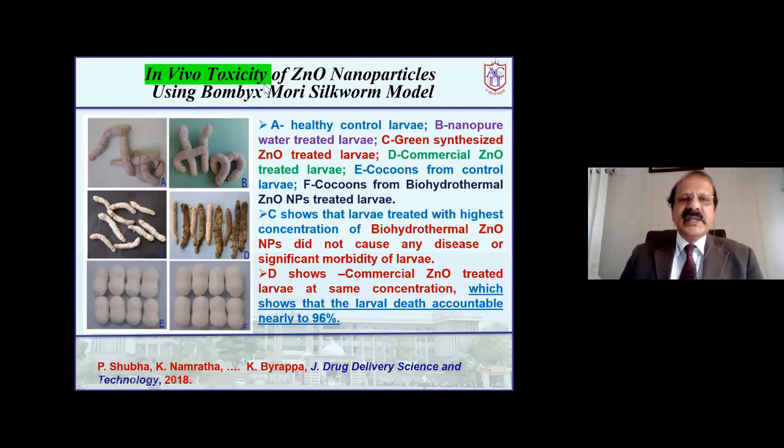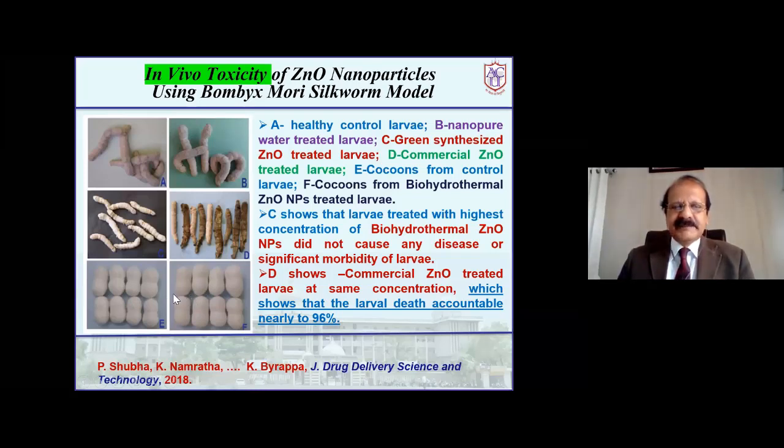This is the in vivo toxicity study of the zinc oxide nanoparticles prepared. She used the Bombyx mori silkworm model, and I will just explain one by one. This is a healthy control larvae, and this is the nanopure water treated larvae, and this is the green synthesized ZnO treated larvae, and commercially available zinc oxide treated larvae. And this one is the cocoons from the biohydrothermally treated larvae.